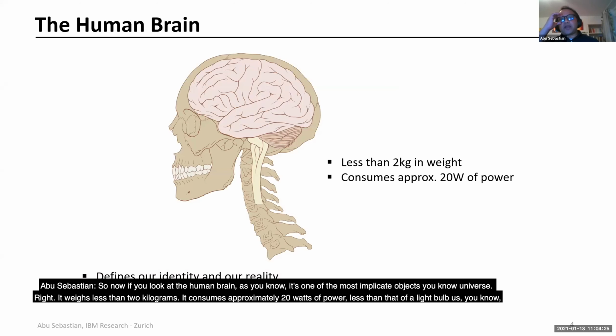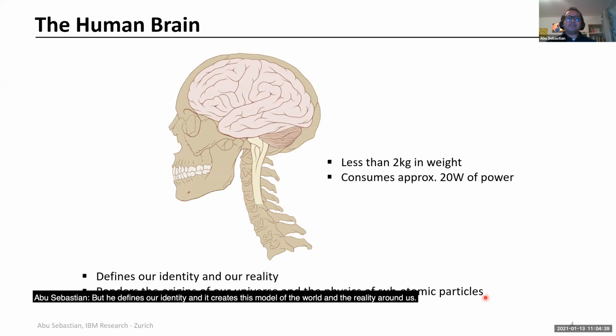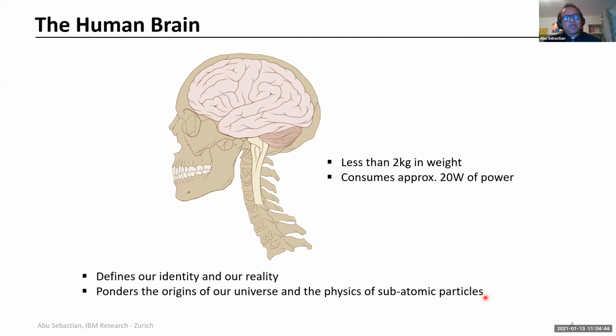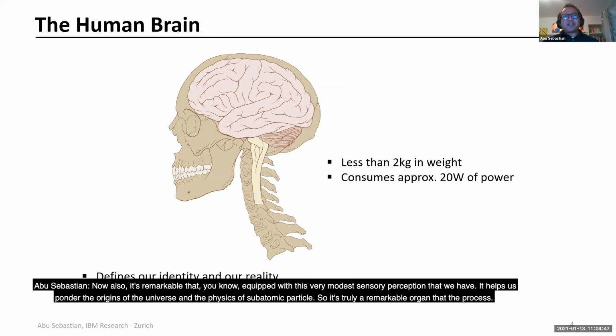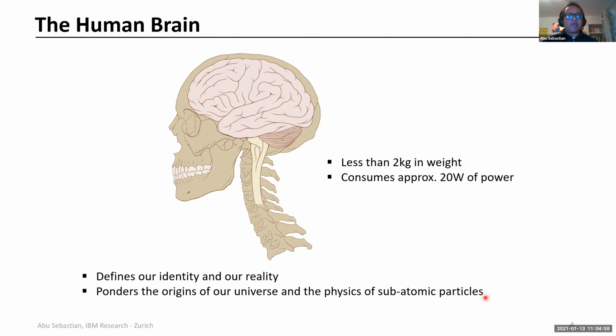So now if you look at the human brain, as you know, it's one of the most intricate objects in our universe, right? It weighs less than 2 kilograms. It consumes approximately 20 watts of power, less than that of a light bulb, as you know. But yet it defines our identity and it creates this model of the world and the reality around us. Now, also it's remarkable that, equipped with this very modest sensory perception that we have, it helps us ponder the origins of the universe and the physics of subatomic particles. So it's truly a remarkable organ that we possess.